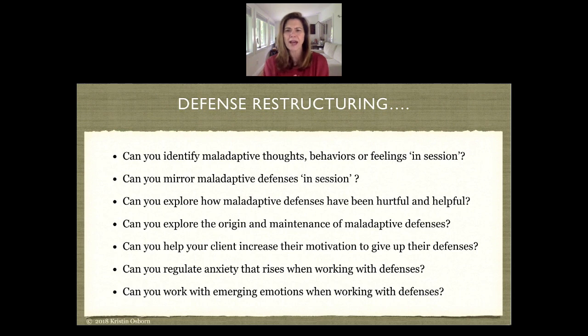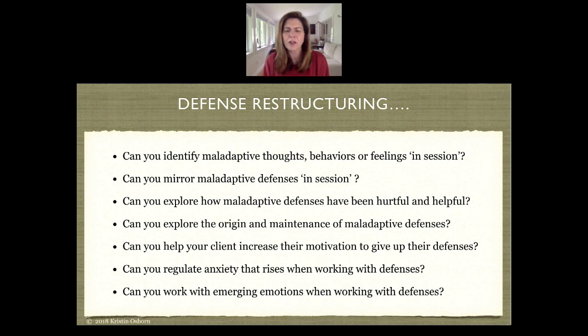How do I mirror back the defenses in session in a way that's going to work for my patient? Some people need you to be soft and warm. Some people need you to be straightforward. You need to be able to figure out what's going to work. So what I find extremely helpful is helping someone be able to identify if their defenses have been hurtful or helpful, and always, always, always looking for the origin and maintenance of the maladaptive defense.